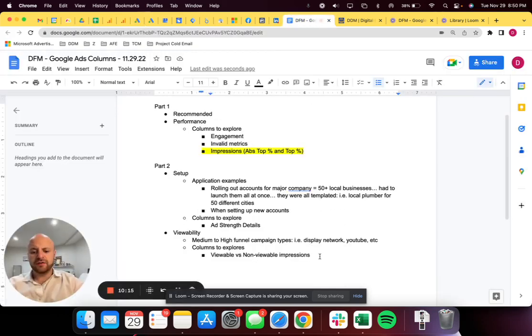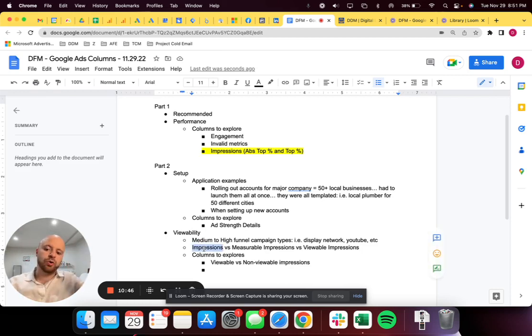This is basically what I'm seeing. We have impressions. I don't even know where to put this. Impressions versus viewable. I think it's really measurable. Versus viewable impressions. They're all different. Impressions is an impression. It loaded. Doesn't mean you see it, doesn't mean it was able to be measured. Measurable impressions is basically an impression that can be measured for viewability, because not all of them can, I guess. Okay, that kind of makes sense.